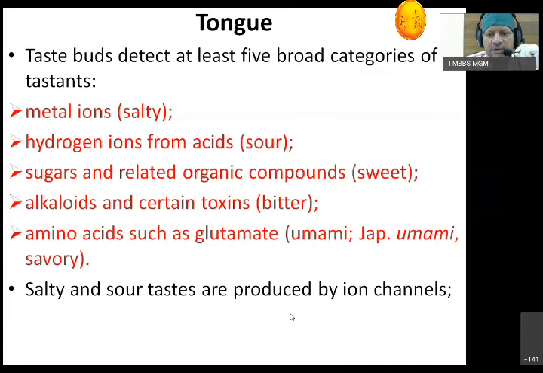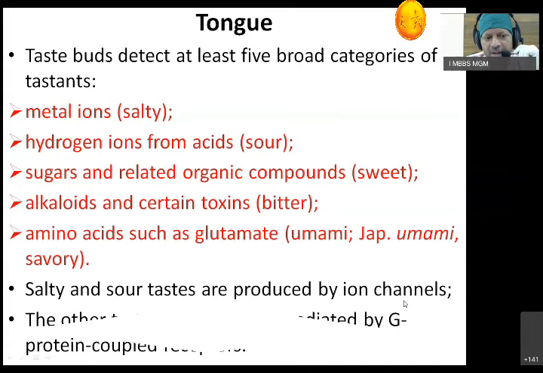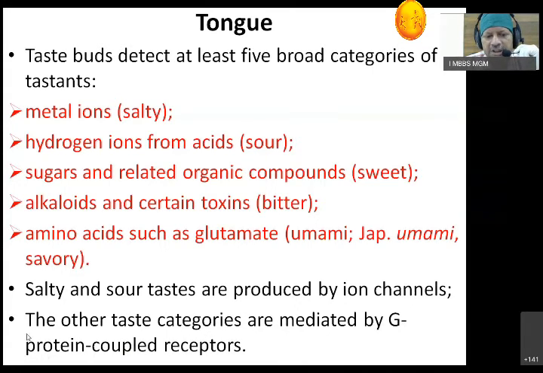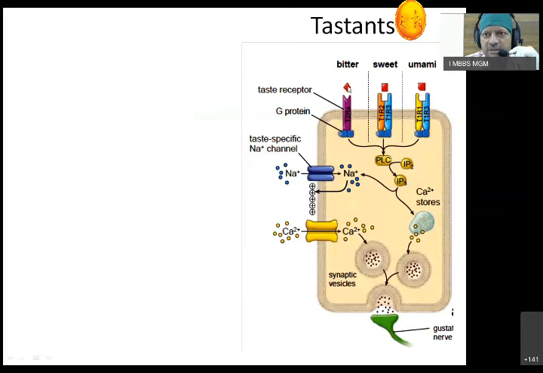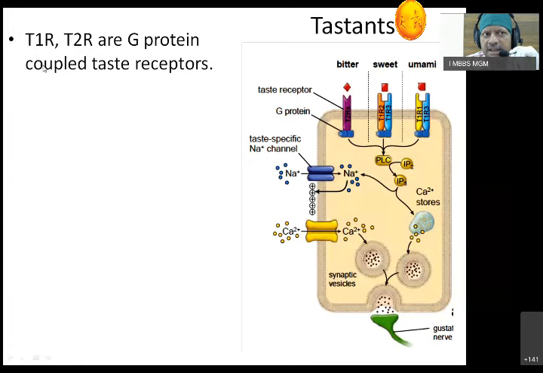Salty and sour are produced by ion channels. The other tastes, that is sugar, alkaloids, and amino acids, require G protein coupled receptors. So we'll see about this. This is a nice figure. You can see the three tastes which are G protein related. We call these receptors T1R and T2R receptors, which are G protein coupled taste receptors.